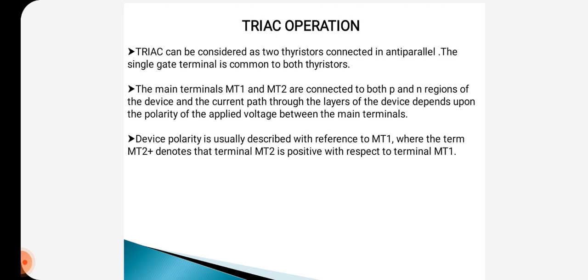Now the operation of TRIAC. TRIAC can be considered as 2 thyristors connected in antiparallel. The single gate terminal is common to both thyristors.